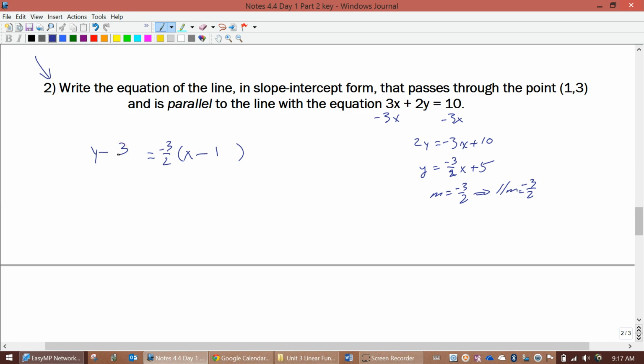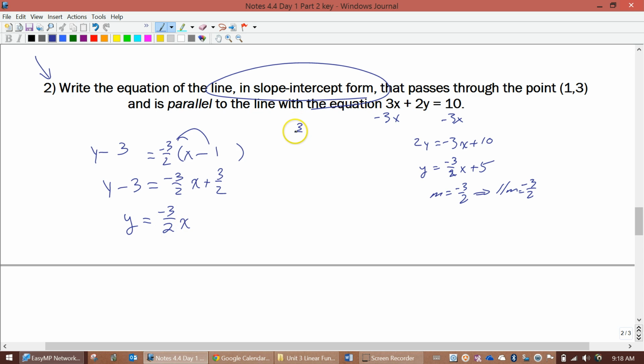and do we know how we're supposed to end it? How are we supposed to end it? Slope-intercept form. Then we distribute. And then we add 3 to both sides.